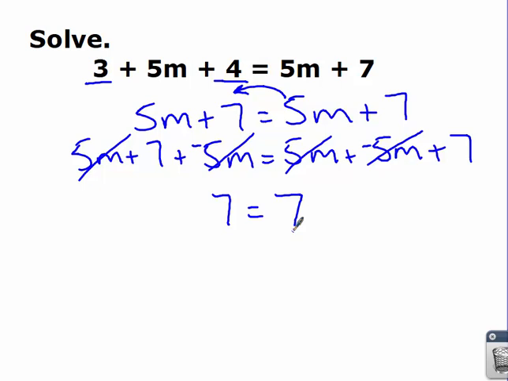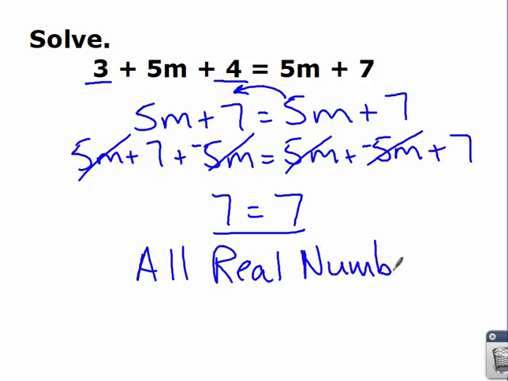So if my variables are eliminated and it makes a false statement, then it's no solution. But if it makes a true statement, then we say all real numbers, because any real number that I plug into this m will be a true statement. Now let's remember, what are real numbers again? Real numbers are any number that can be put on a number line. It is a combination of both rational and irrational numbers.